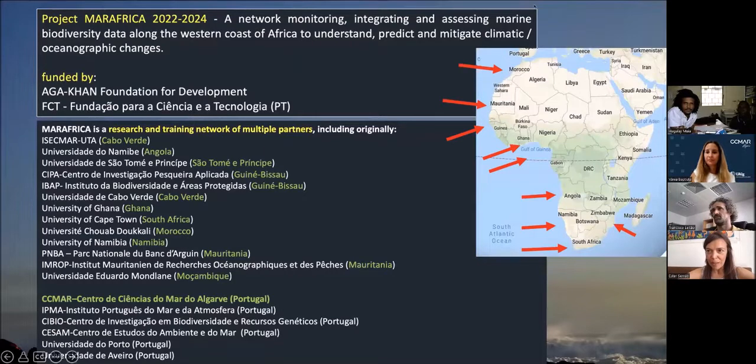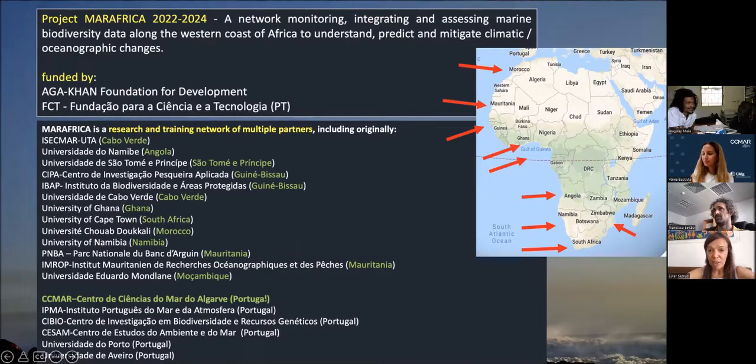countries. Here is a summary of the title of this project: a network monitoring, integrating and assessing marine biodiversity data along the western coast of Africa, to understand, predict, and mitigate climatic and oceanographic changes.